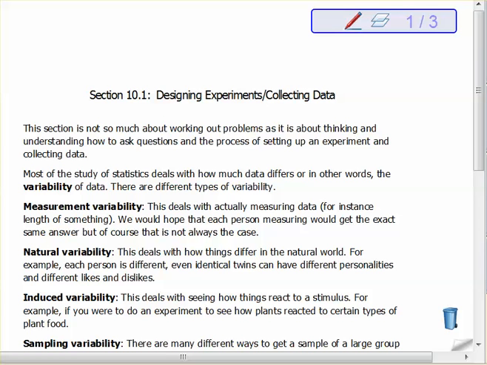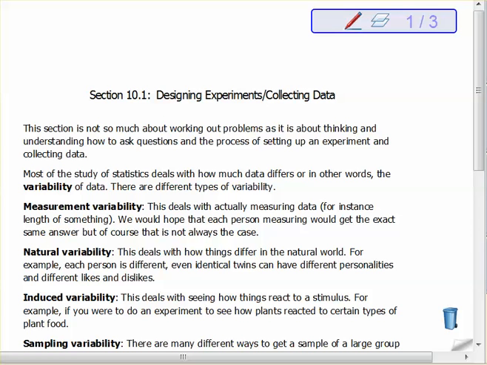Okay, most of the study of statistics is talking about how much things differ. And we call that the variability of data. Variability is really how things vary or how things differ, how far apart things are, how closely together they are. These are all of the things that we use statistics to help us discover, and especially experiments and things like that. Well, there's a lot of different kinds of variability. There are actually four different types that we talk about here.